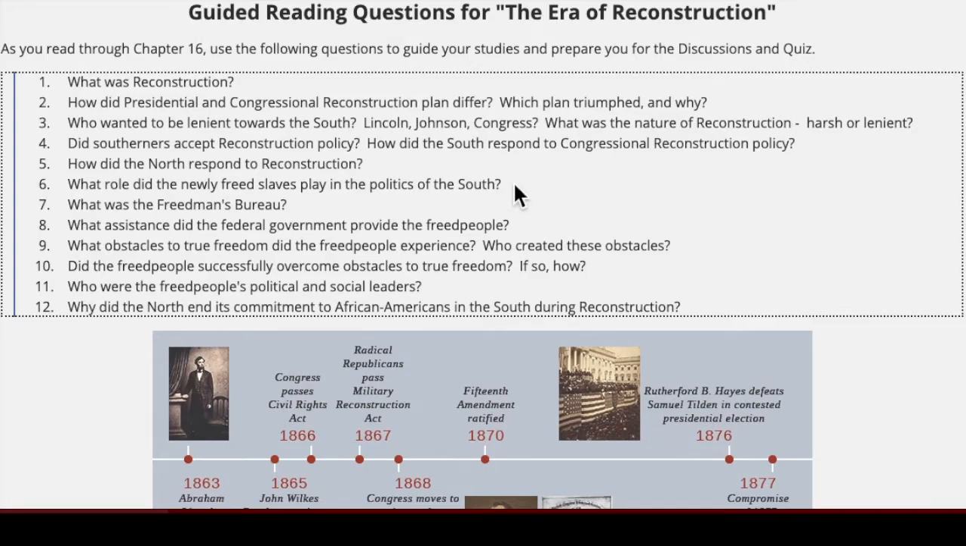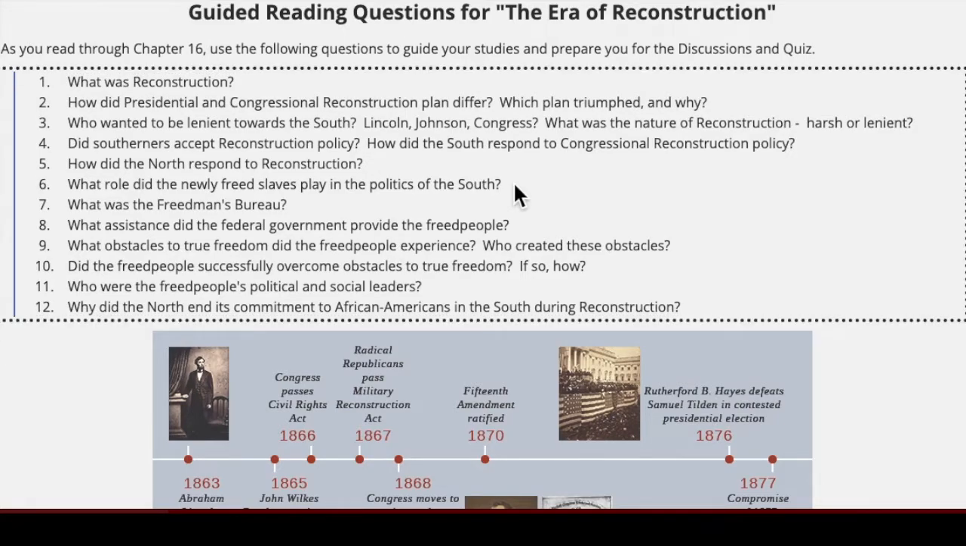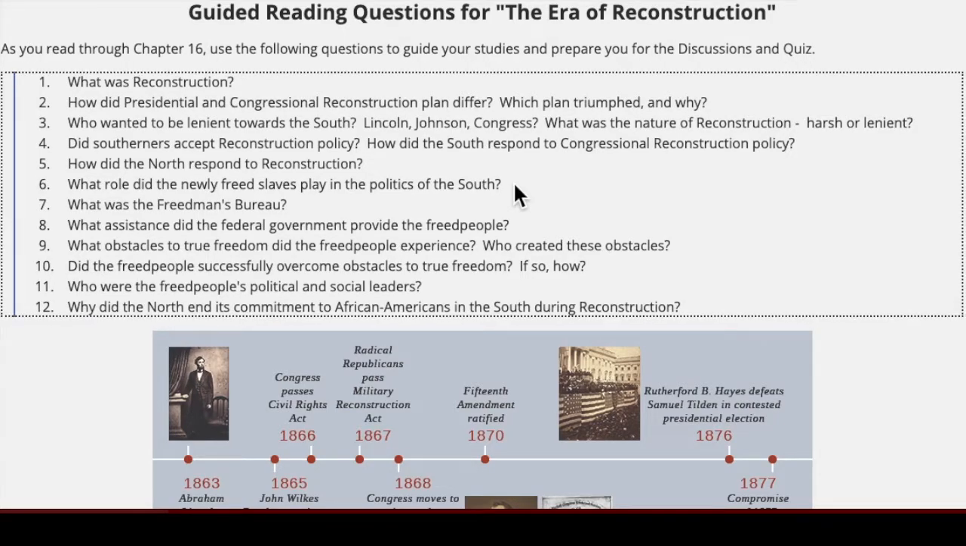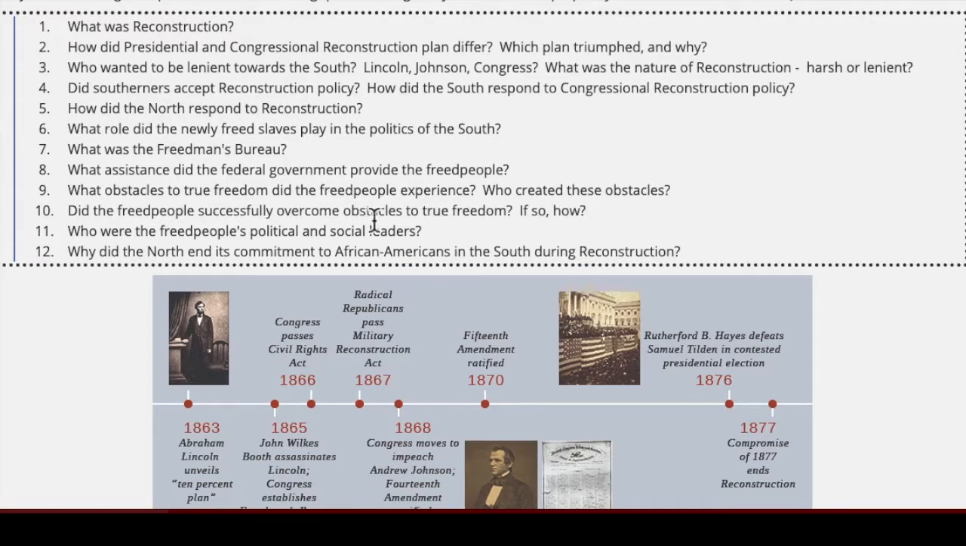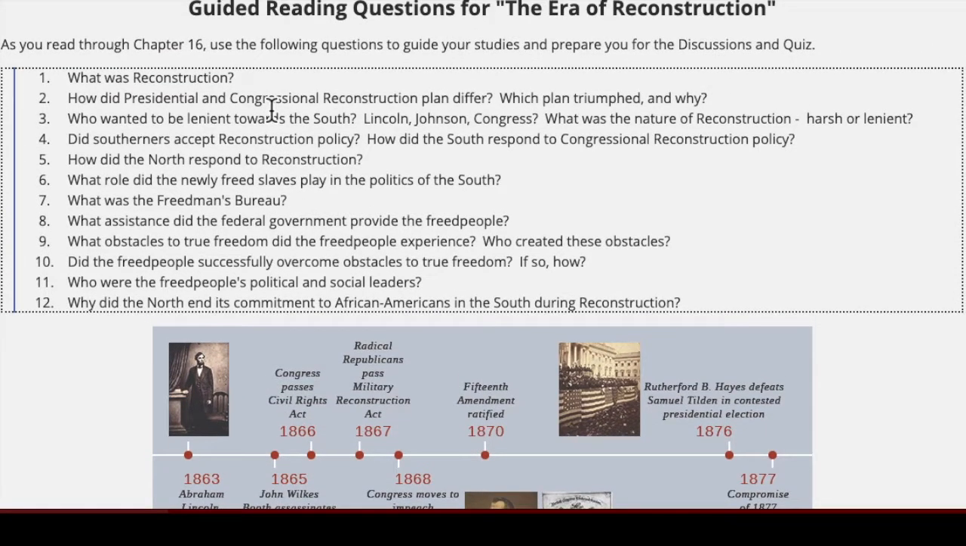Or you could say that the freed slaves presented an obstacle to success in Reconstruction, and then you answer that question. At least you could have 12 variations on these and make it so that it would be appropriate to your presentation. I'll help you with this.